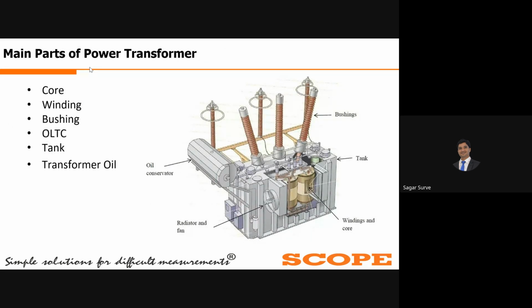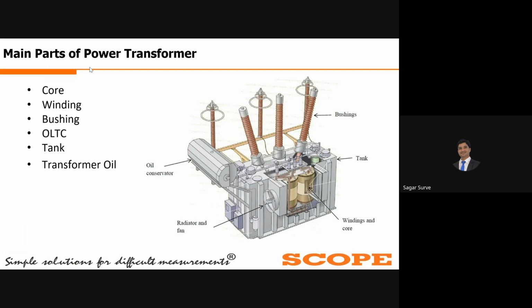Now, our main focus will be towards the power transformers. So main parts of the power transformers are core, winding, bushing, OLTC, main tank, and transformer oil. The transformer core is nothing but the metallic body, made up of thin sheet laminations on which we are winding the transformer winding. And with the help of bushings, we have taken out the terminals of all three phases of HV and LV.